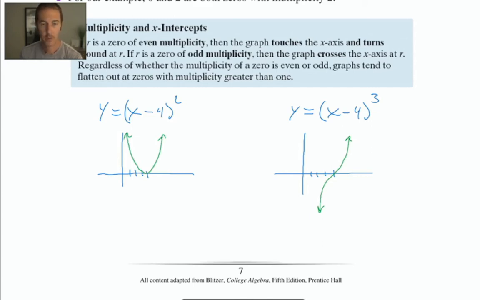So even multiplicity touches and goes back. Odd multiplicity crosses the x-axis. So if these are helpful to you, if these are illustrations where you're familiar with the parabola and you're a little bit familiar with the cubic, maybe these images will come back to your mind when you're trying to decide what happens at the x-intercept depending on the multiplicity of your zero that you're looking at.